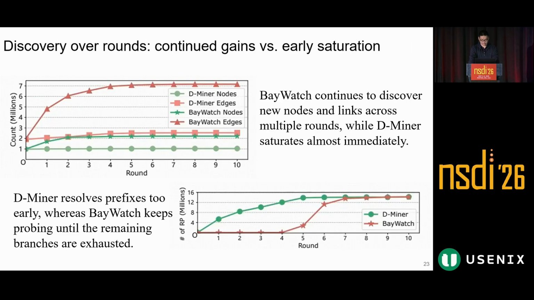These two plots explain why BayWatch discovered a much larger topology. The top plot shows that BayWatch keeps discovering new nodes and links across rounds while D-minus saturates quickly. The bottom plot shows that D-minus resolves prefixes too early, whereas BayWatch keeps probing longer. So the difference is not only how much topology is discovered, but also when the algorithm decides to stop.